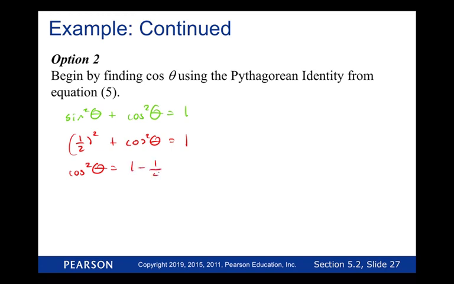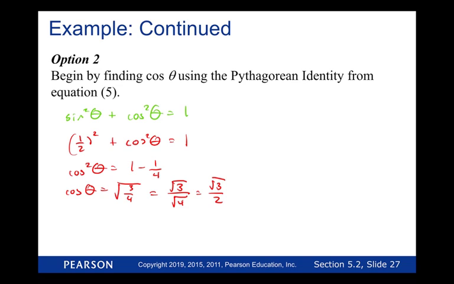Mm-hmm. So then cosine of theta is going to be, what's that? 4 over 4 minus 1 is 3 over 4. So we would say the square root of 3 over 4, right? Again, this is the same as the square root of 3 over the square root of 4. Square root of 4 is 2. So this should be the square root of 3 divided by 2. Is that what we got before? Yeah. So now let's kind of put it all together.